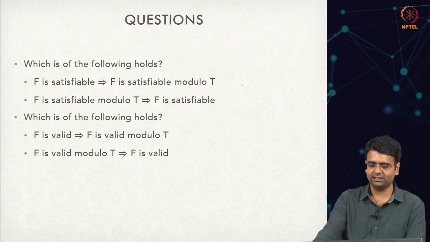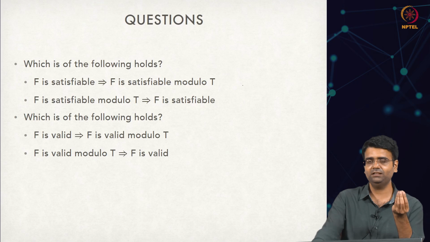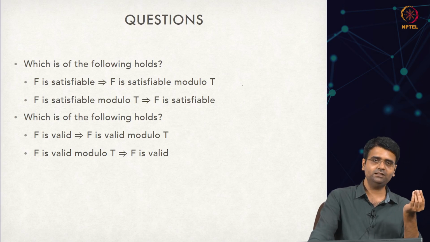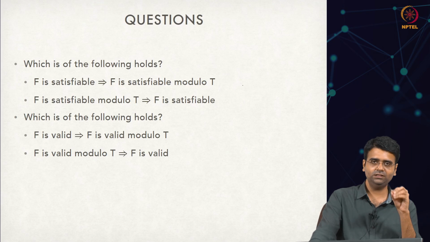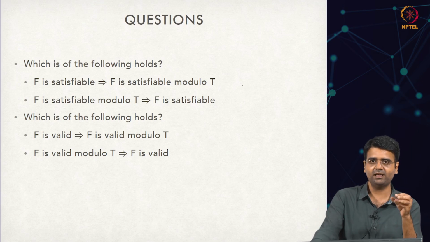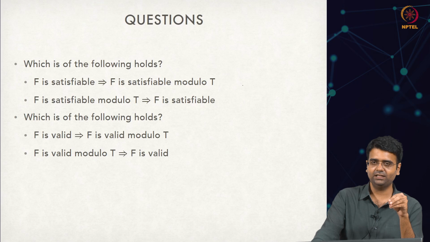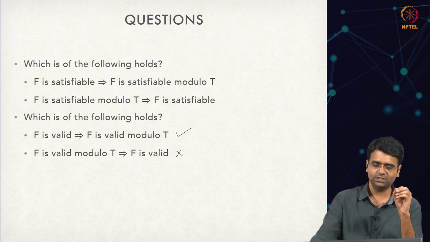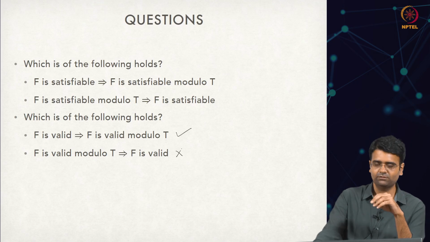Similarly, let's consider the difference between validity and validity modulo T. So which of these two following results hold? If F is valid, does that imply that F is valid modulo T? Or if F is valid modulo T, does that imply that F is valid? So here the answer is reversed, in a sense that the first one is true, but the second one is false.